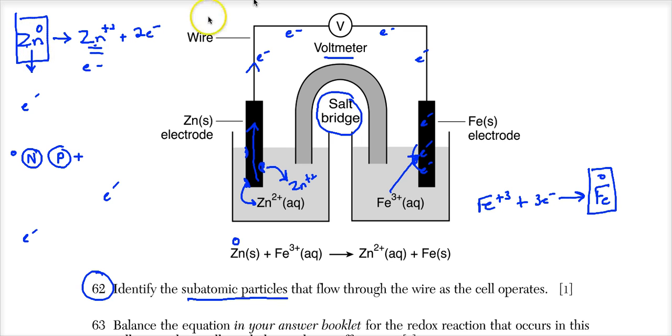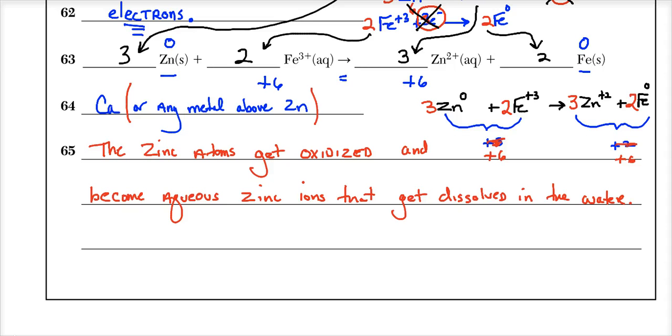And that's why I always put a square around the metal that is 0, to remind you that this is a solid. So the zinc metal, solid 0, becomes aqueous ions that go into solution as the cell operates. Now there's many ways to say this, but the zinc atoms, the solid, neutral atoms, get oxidized and become zinc ions. When they get oxidized, they lose electrons, they lose negatives, and they become zinc ions that get dissolved in solution. All right, so many ways to say that.